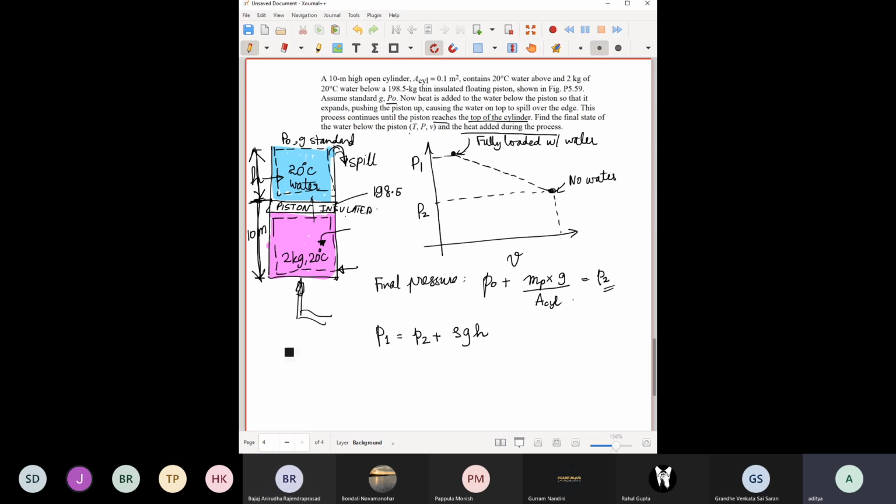You have to do an equilibrium. So first of all, you have to do a force balance on the piston. For the piston, you have P1 over here, you have mg of the piston, and you have water over here. So with the help of this, you will know P1. Okay, let us do it.